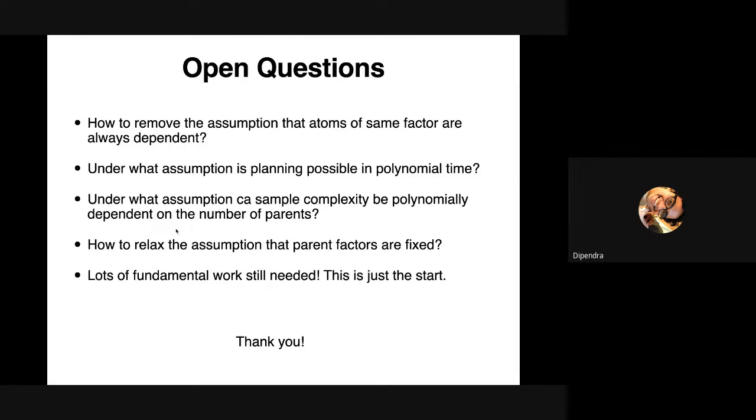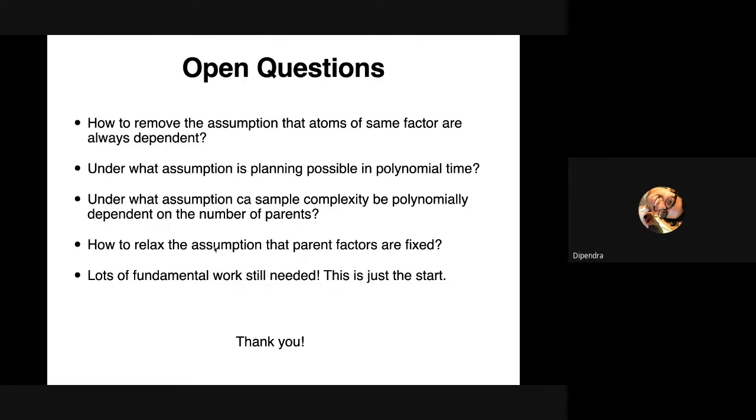There are also some other generalizations one can think about. As I think Nan mentioned, the parent factors are fixed. And this doesn't work when the factors are objects, right? If you think about different cars on a road, and each car is a factor, then the neighboring factors are changing. So you're not going to always have the same parent factors, right?